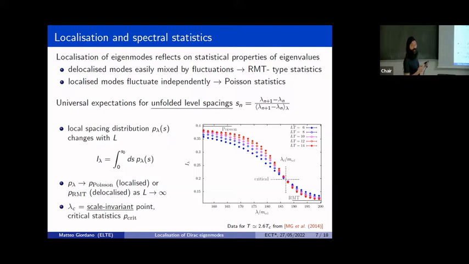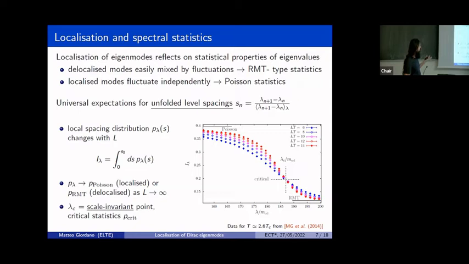For localized modes instead, well, they are localized. They will feel fluctuations only where they are sitting. And so they will fluctuate independently from each other. And so one is led to expect that they obey Poisson statistics. So if, as I showed you in the previous slide, there is a region in the spectrum where the modes are extended and one where they are localized, the statistical properties of the eigenvalues should change along the spectrum.